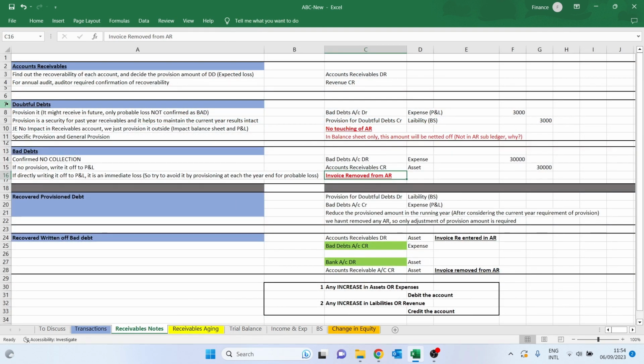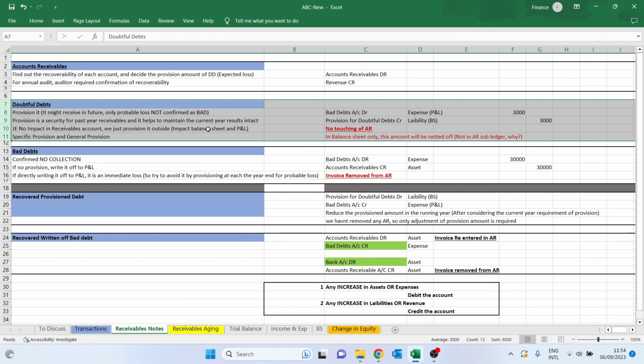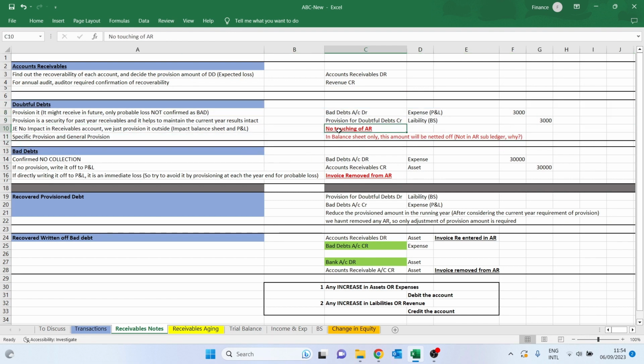In the provision for bad and doubtful debts section, we are not touching the accounts receivable. We are showing it only in the balance sheet and the expense account. We are not touching the accounts receivable. Now, I think you have already understood these three terms.